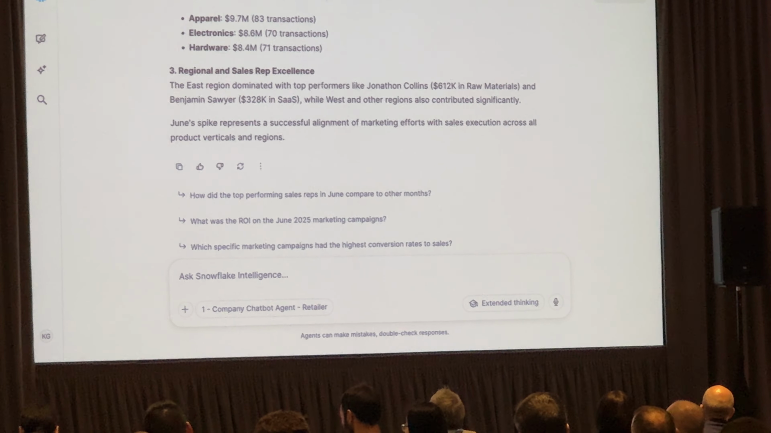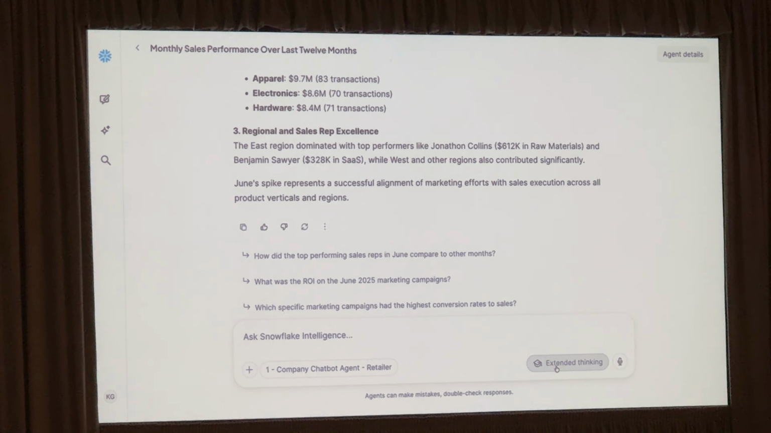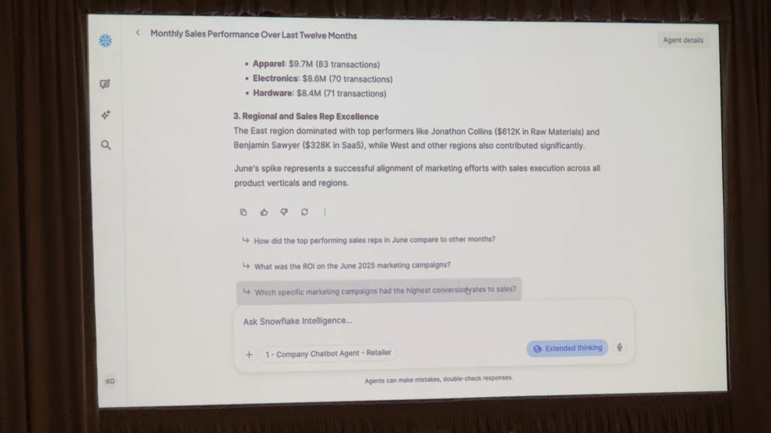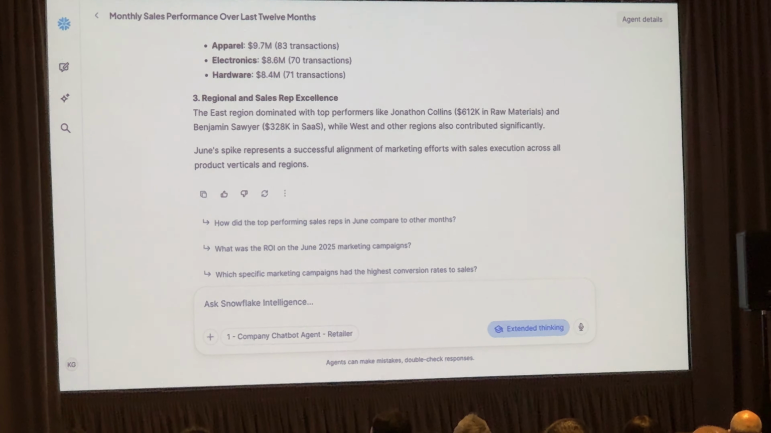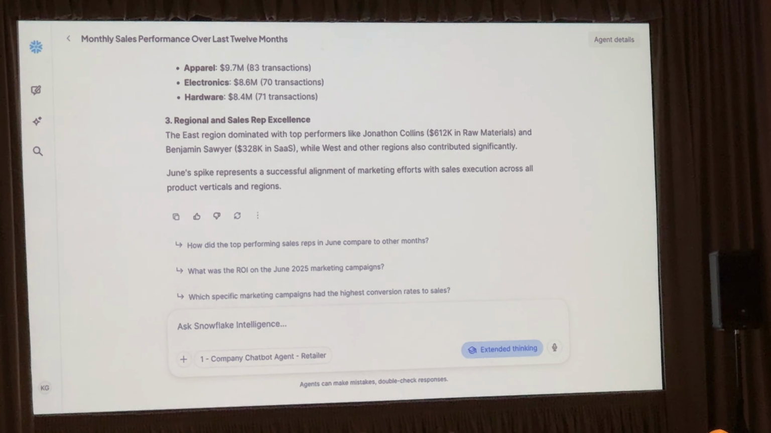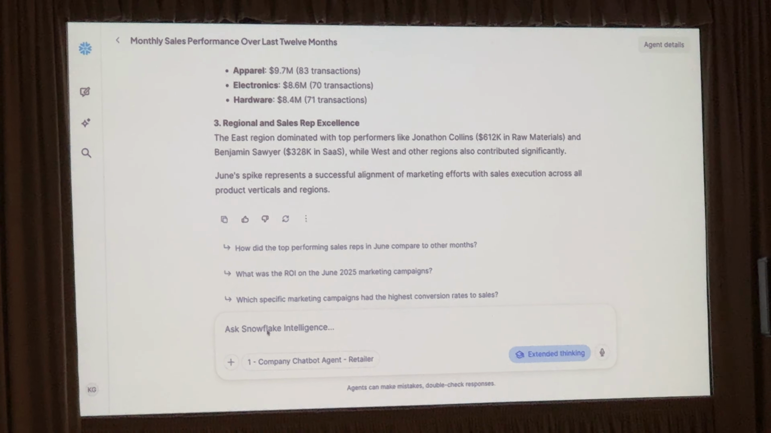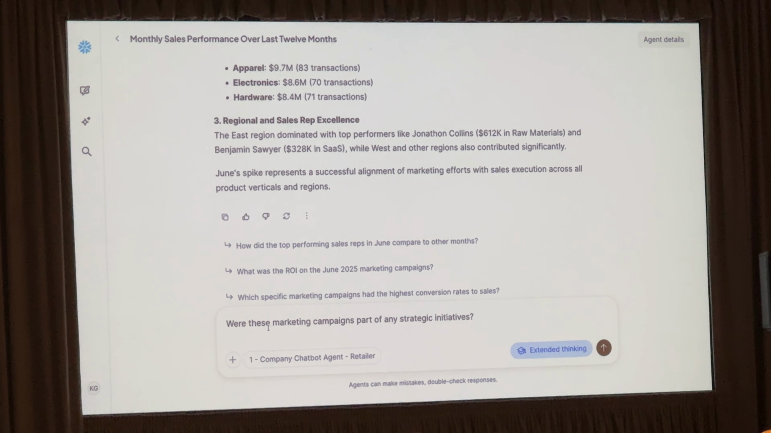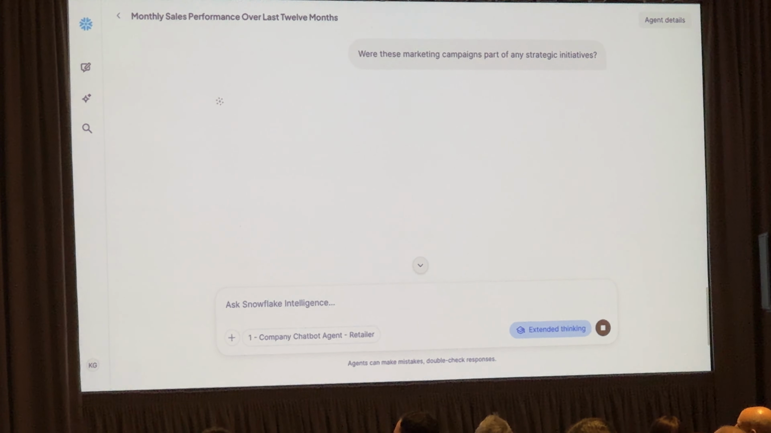What we're going to do now is toggle that extended thinking mode on, and I'm going to ask it for a little bit deeper understanding of what's going on. I'm not going to lie, this is really small for me, so I can't entirely read exactly what the response was. So we'll say, were these marketing campaigns part of any strategic initiatives?